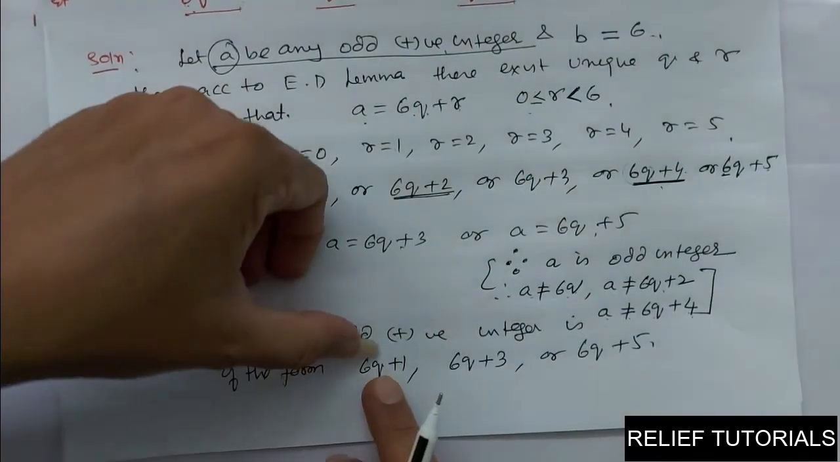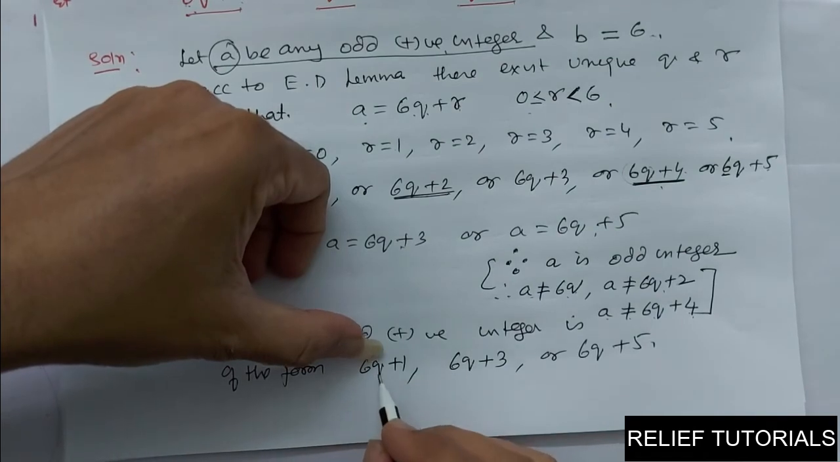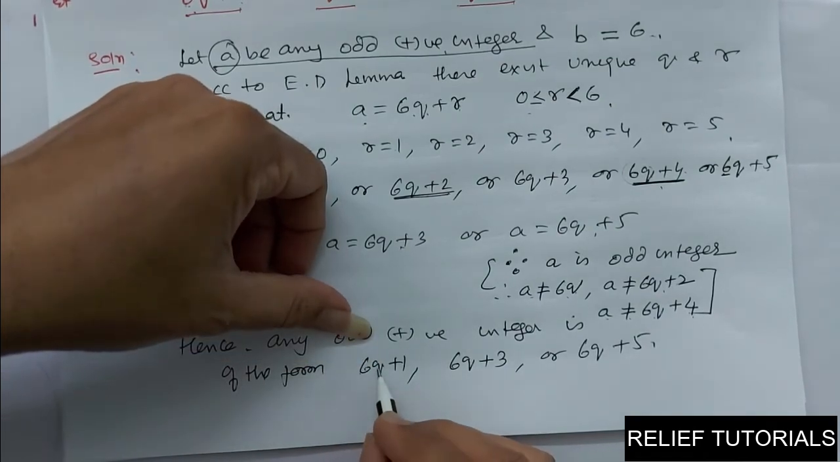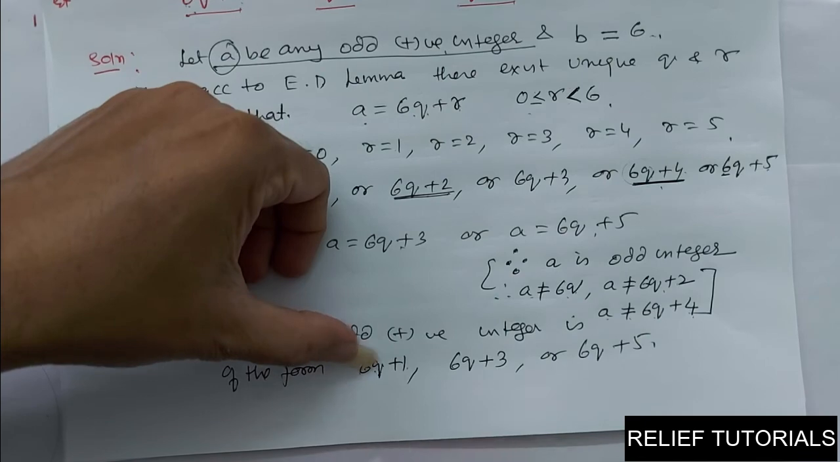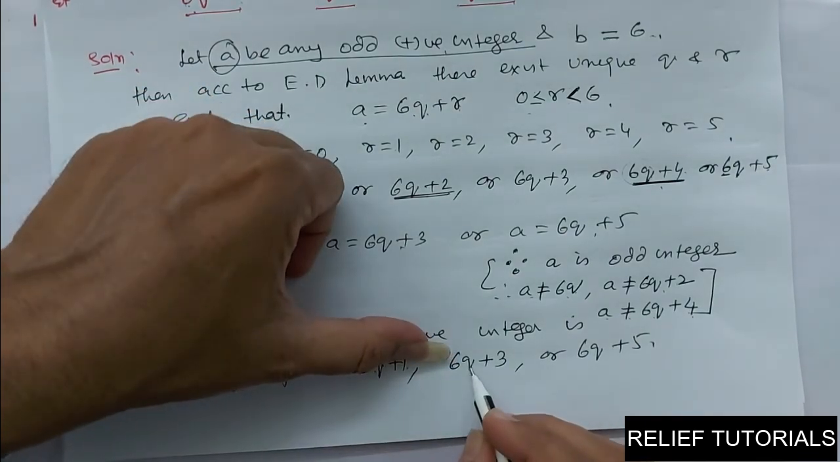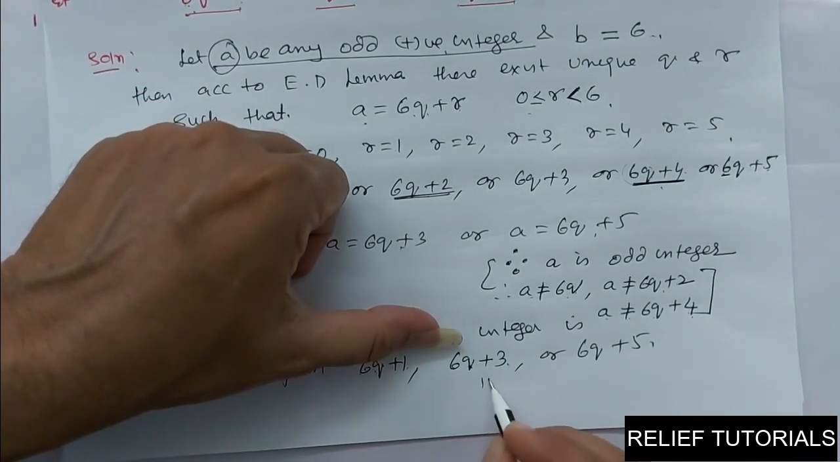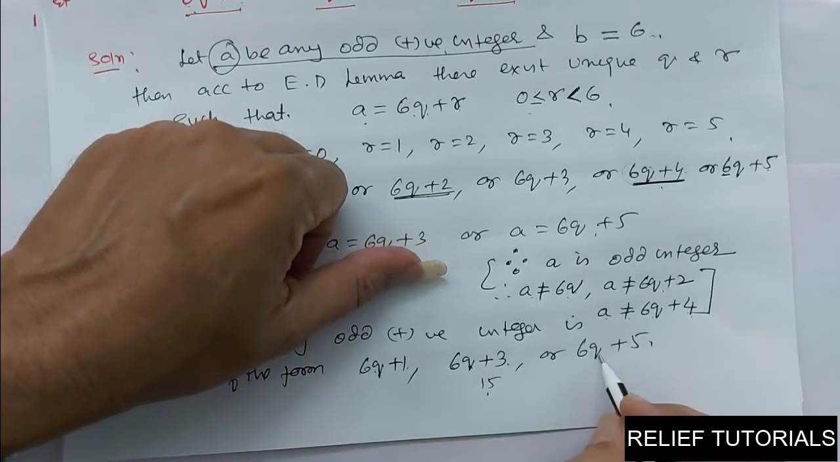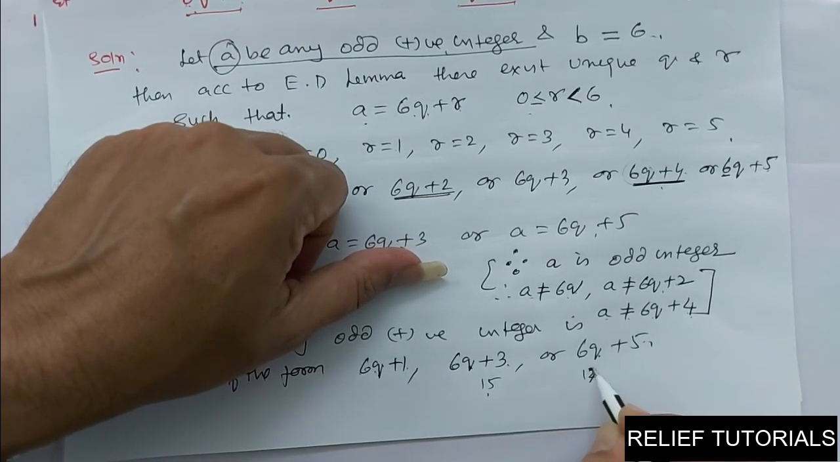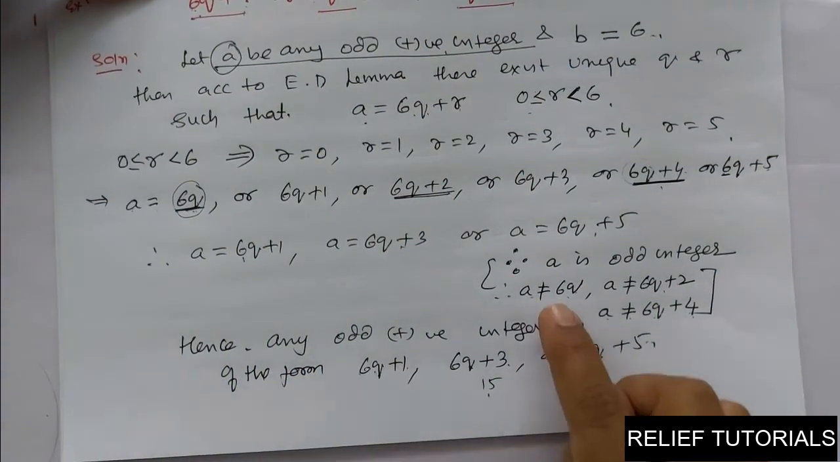See, these are odd. You take q equal to 1, come on. Q equal to 1. So, 6 into 1, 6. 6 plus 1, 7. You take q equal to 2, come on. 6 twos are 12, 12 plus 3, 15. So this is odd. You take q equal to 2. 6 into 2, 12, 12 plus 5, 17. So this is odd.